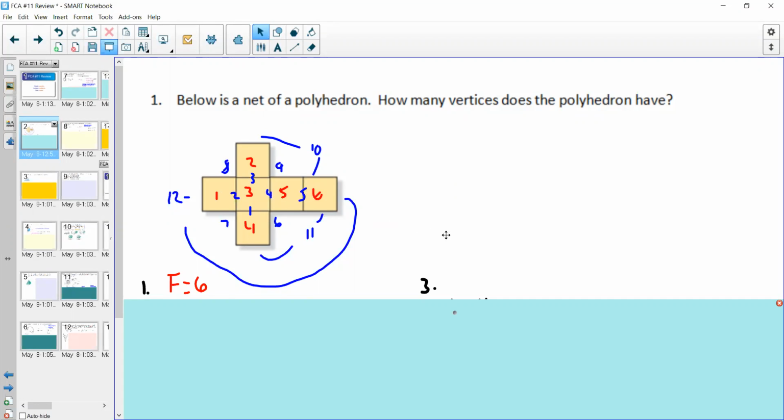All right, so number one says, how many vertices does the polyhedron have? So you have to understand the definition of a vertex. This is a net. Remember, a net is a two-dimensional representation of a three-dimensional figure. You're opening up a cube or some type of prism. I also posted a couple videos going over the vocabulary. This is a pretty vocabulary-rich section.